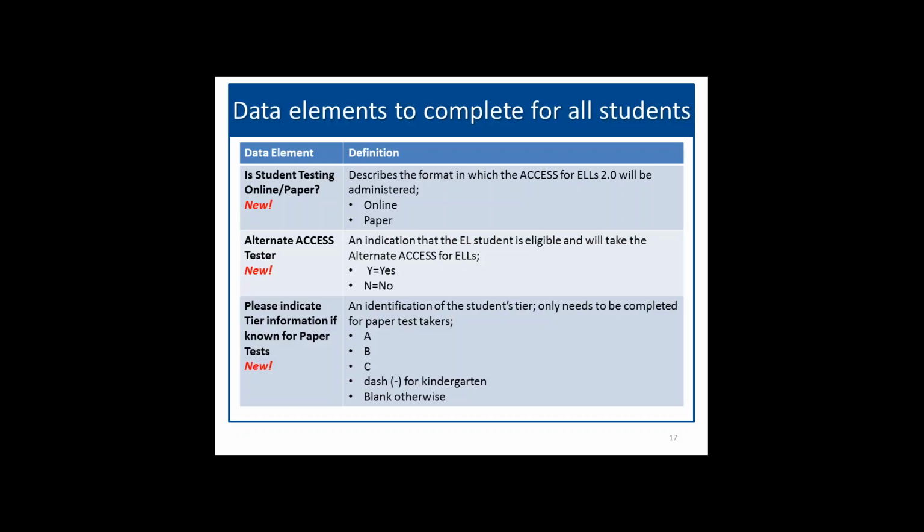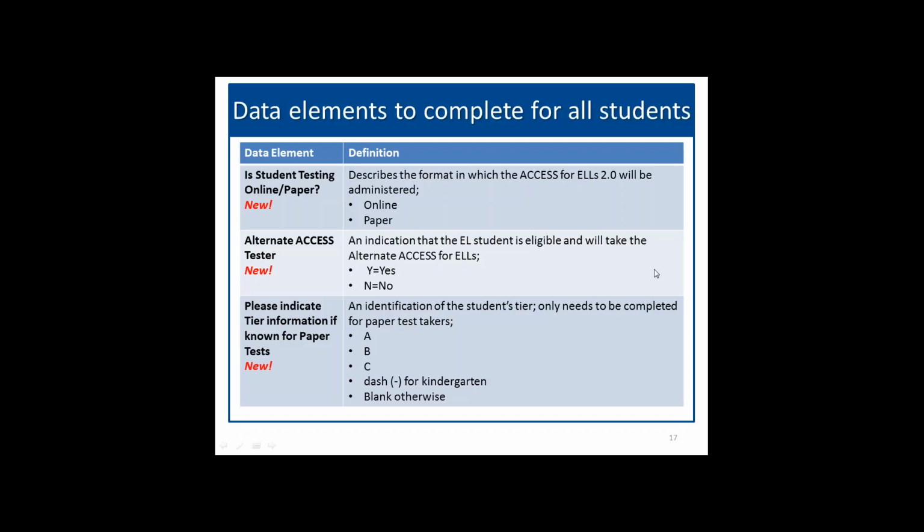The next is an alternate access tester. We've pre-populated this information, so it's an indication that an EL student is eligible and will take the alternate access assessment. It will be yes for those students who will take the alternate access and no for those who are not eligible or who have not been identified as eligible preliminarily by OSSE.